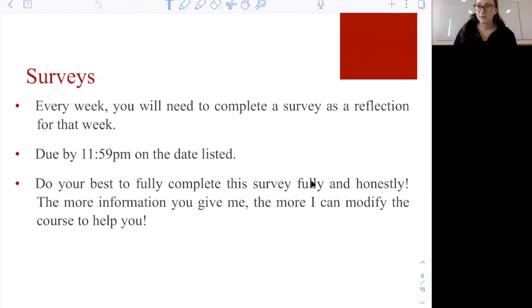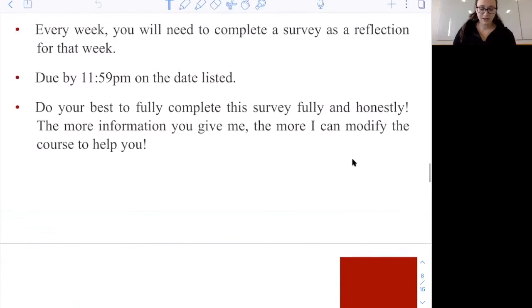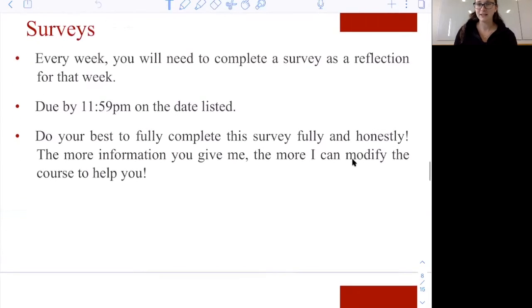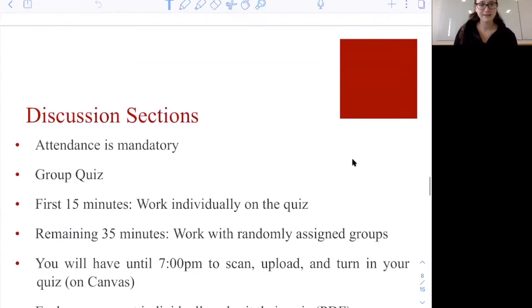And I really hope that you guys take this seriously and can complete the survey fully and honestly. The more information you guys give me, the more I can modify the course to help you guys out. And additionally, those surveys really shouldn't take more than 5 or 10 minutes to complete. They should be very short. And as they are completion grade, it'll be very easy for you guys to just finish up and complete and get good points for the class.